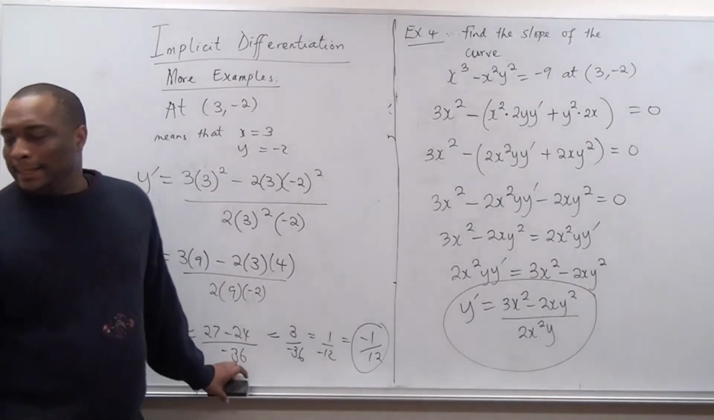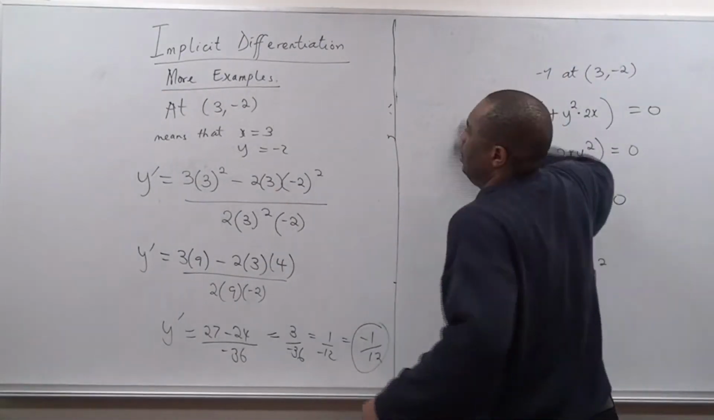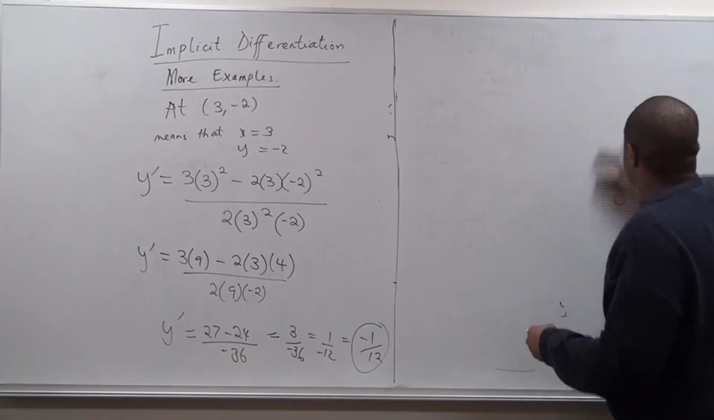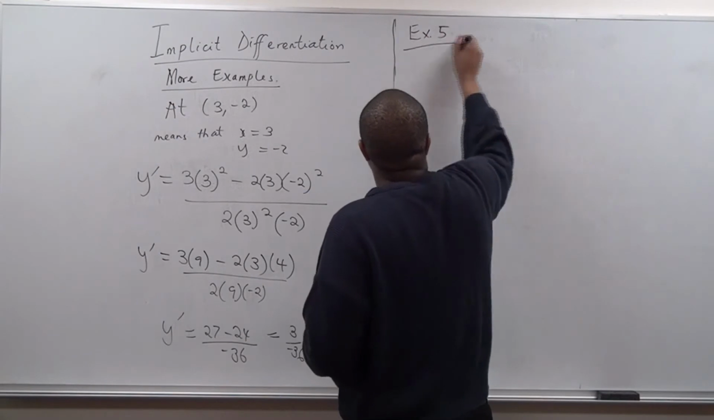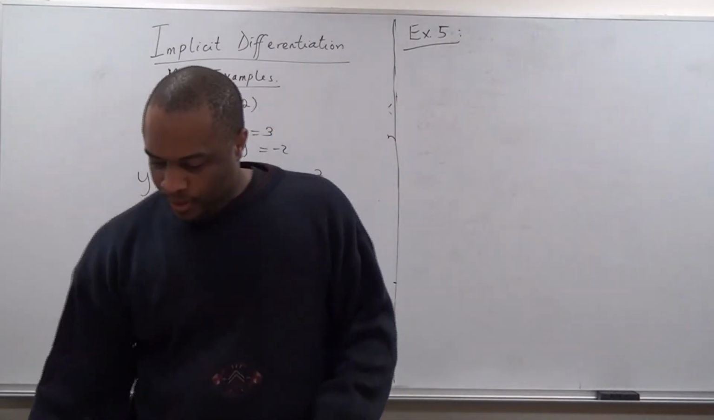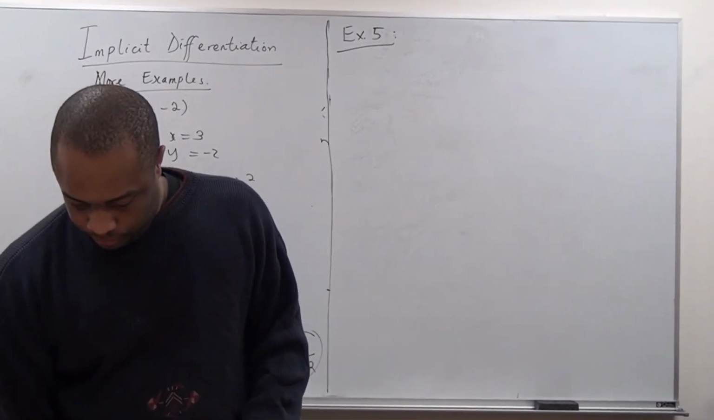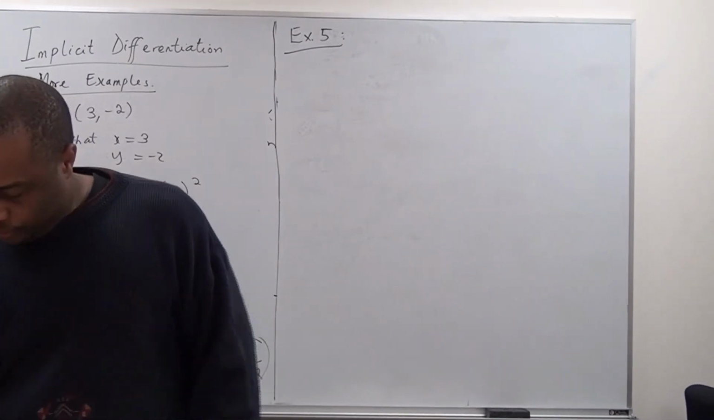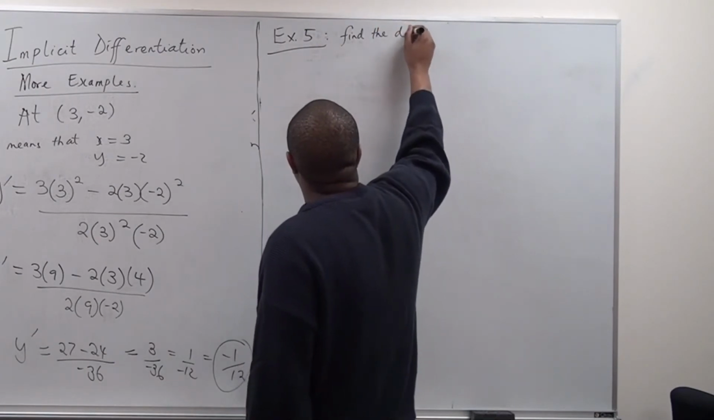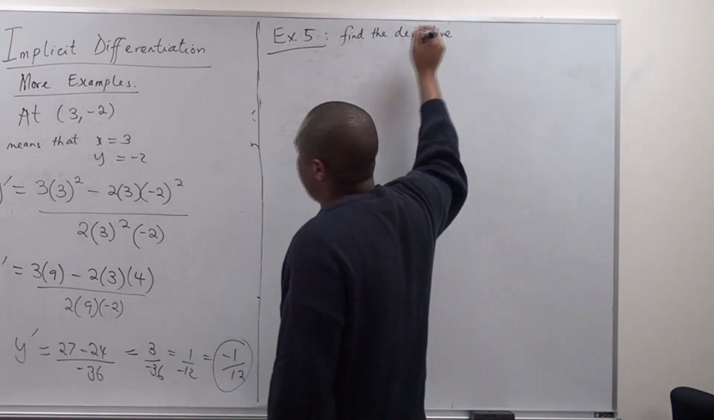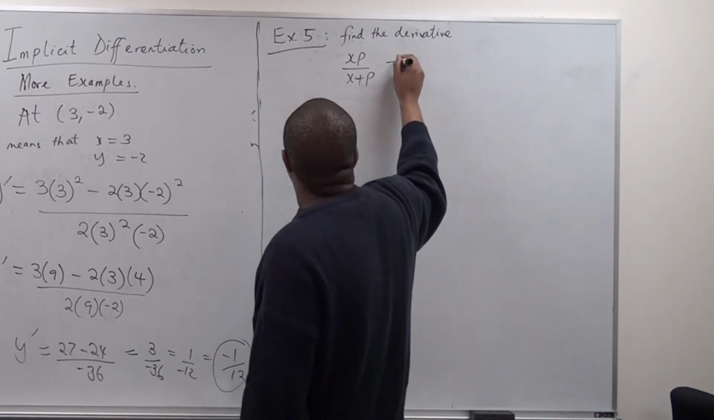Okay. Another question, maybe the last question before we go. Example 5. Find the derivative of xp over x plus p equal to 2.